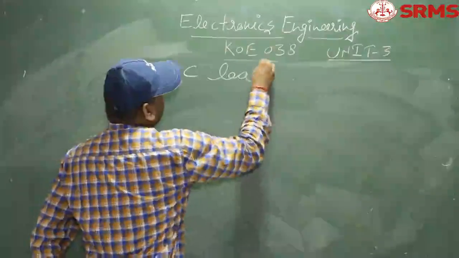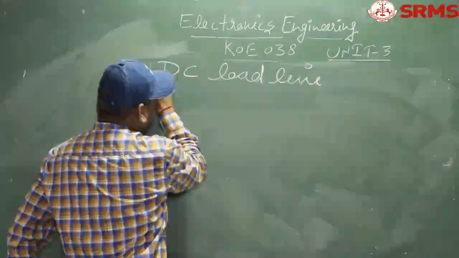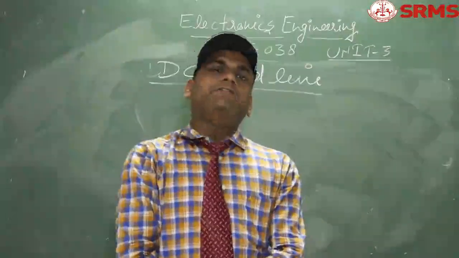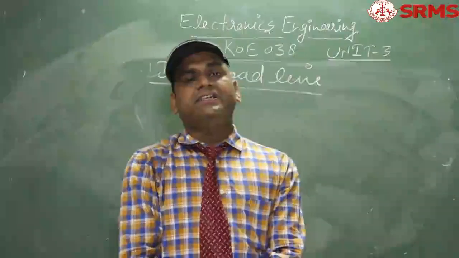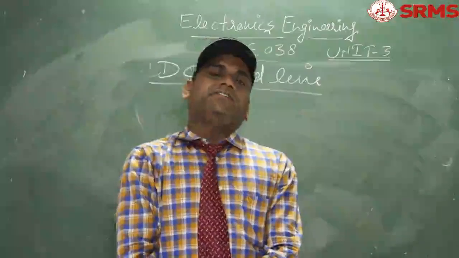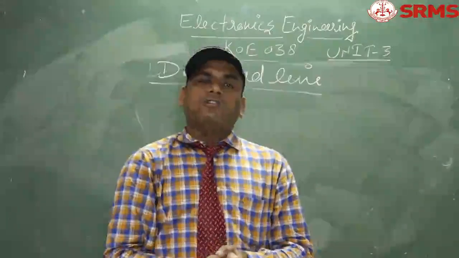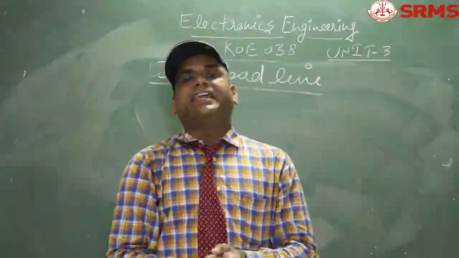DC load line. We will discuss about the transistor configuration. There are three configurations: common base, common emitter, and the common collector. As far as amplification is concerned, common emitter is best configuration because the current gain as well as the voltage gain are moderate.